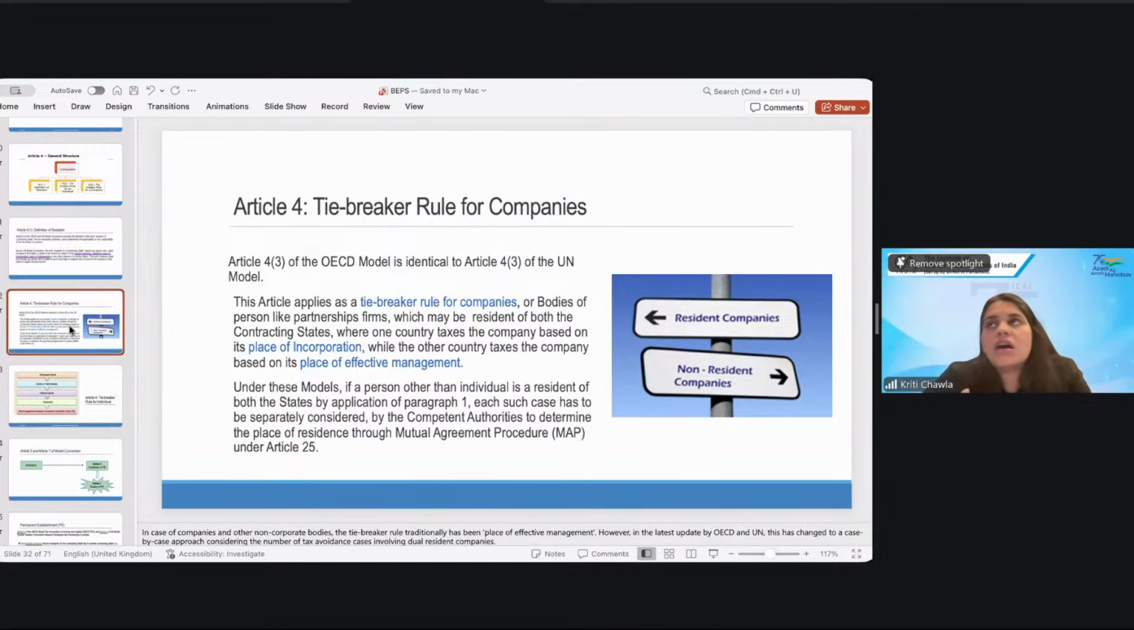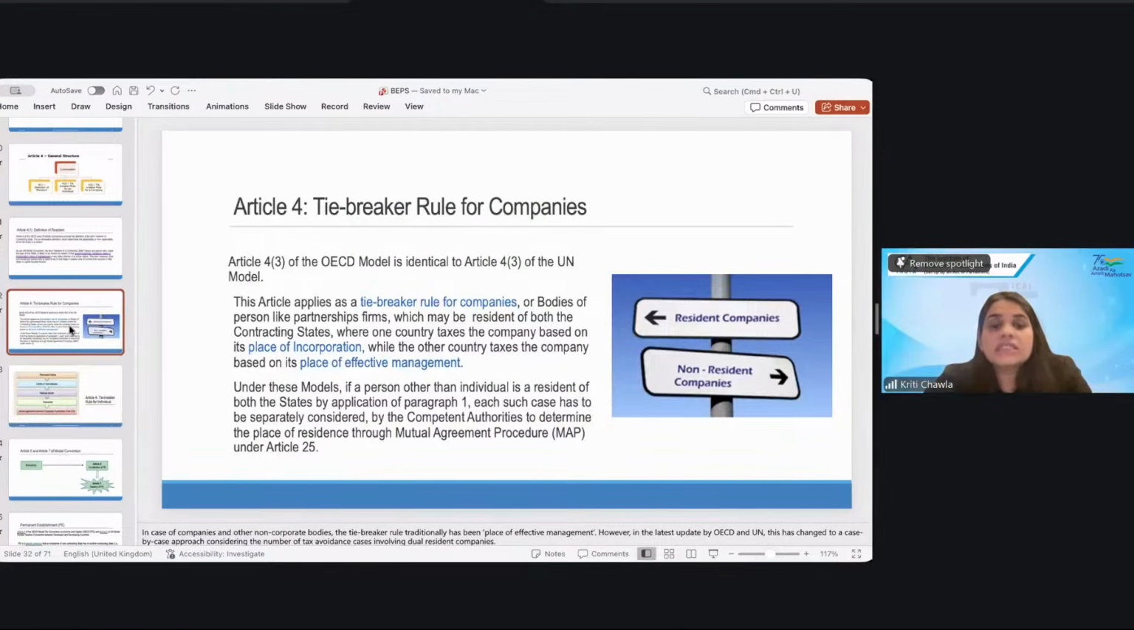So this is Article 4, sub-article 3 of the OECD model and the UN model that comes into place. This article provides for something called a tiebreaker rule for companies or for bodies of persons like partnership firms, etc. It may be resident of both the contracting states, where one country taxes the company basis place of incorporation and the other does basis something called place of effective management.